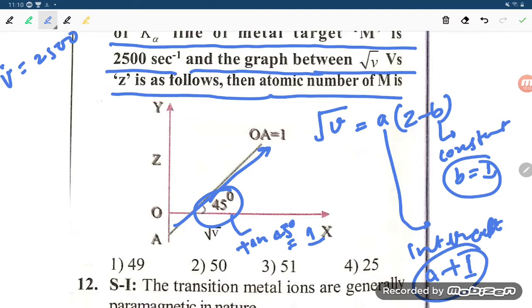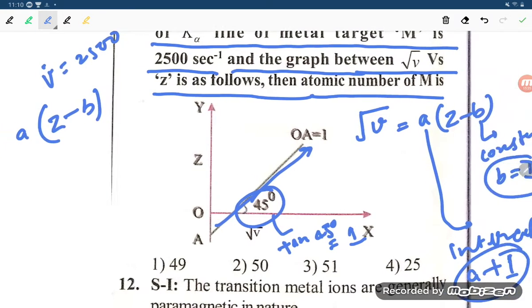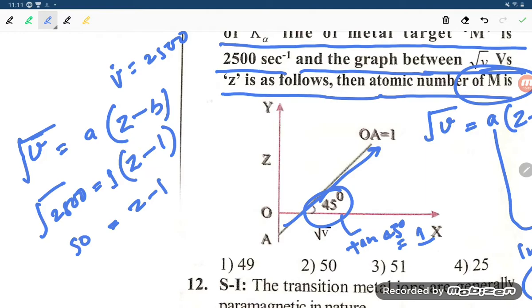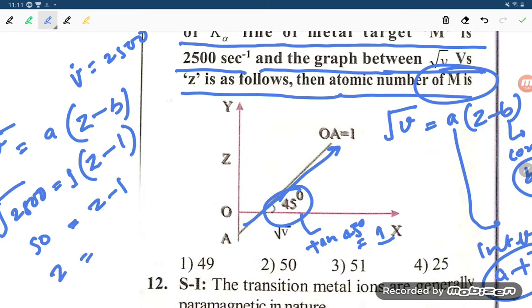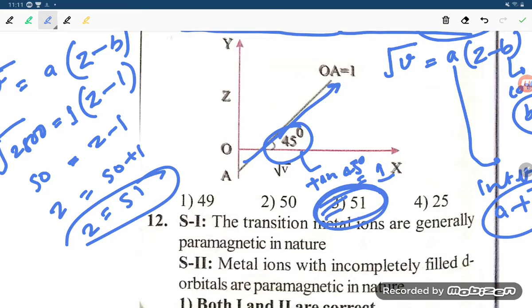Now we put these in the formula, students. Root of nu is equal to a times (Z minus b). Z is the atomic number, and they are asking for the atomic number of M. So nu is 2500, a is 1, and Z is what we need, minus b which is 1. Root of 2500 is 50, equal to Z minus 1. So Z is equal to 50 plus 1. How much is coming, students? Z is equal to 51. So the correct option is option number 3, students.